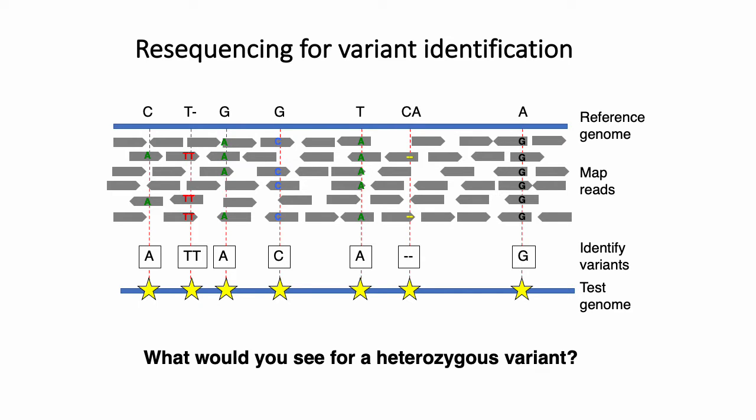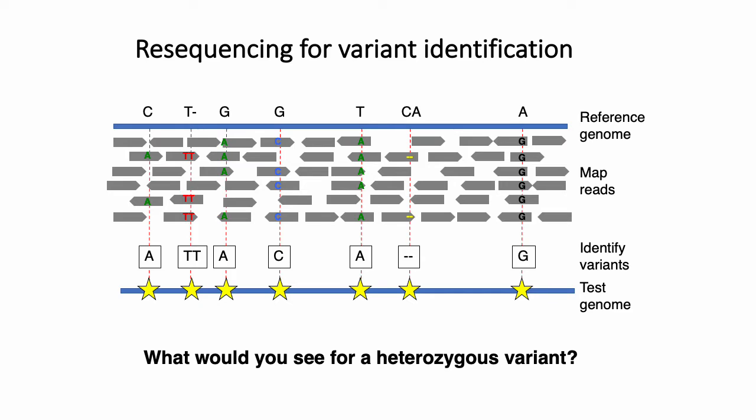An interesting question to think about is, what would you expect to see for a heterozygous variant? For humans, for example, the human genome is diploid. So if there's a specific SNP at a position in your genome and your individual is heterozygous for that SNP, what would your reads look like at that particular site?